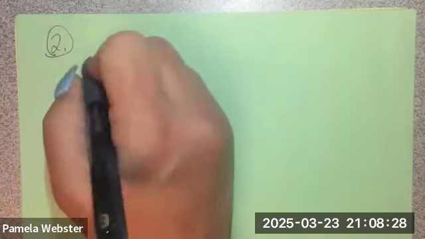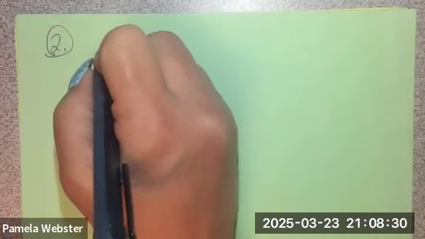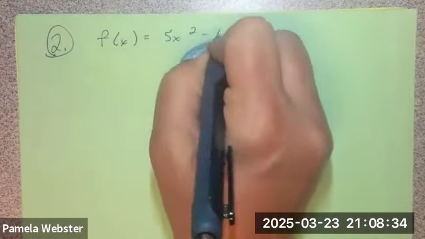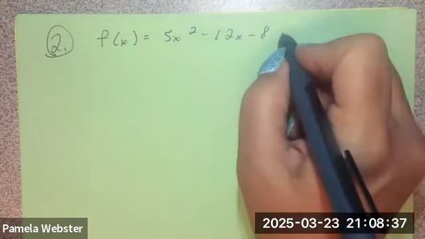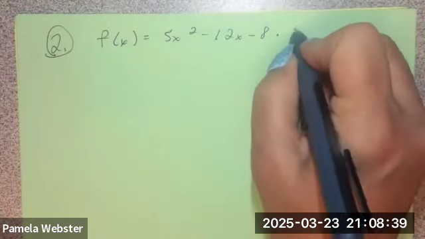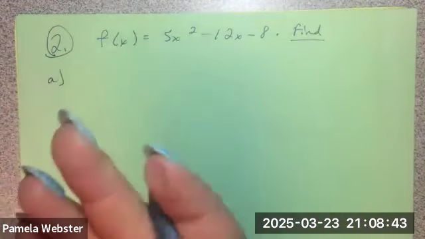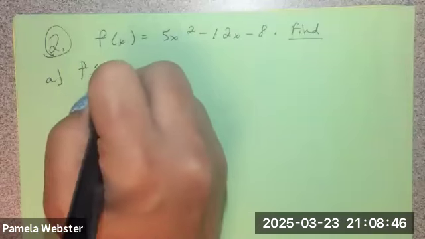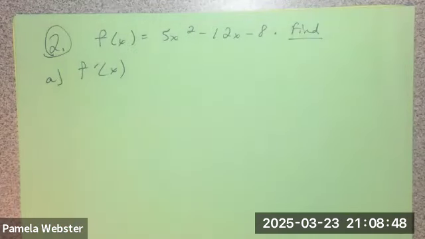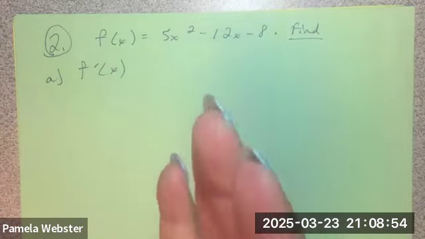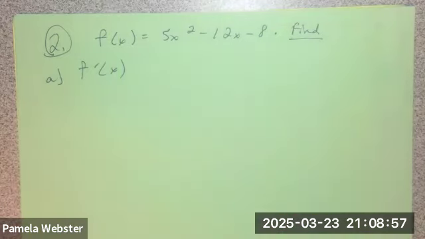All right, number 2 says, you are given a particular function, f of x equals 5x squared minus 12x minus 8, and it says find the following. The first one is the derivative. I'm going to write f prime of x. Before we go on, I want you to take just a second and ask yourself, what kind of derivative am I taking here? Remember, you've got a few options.